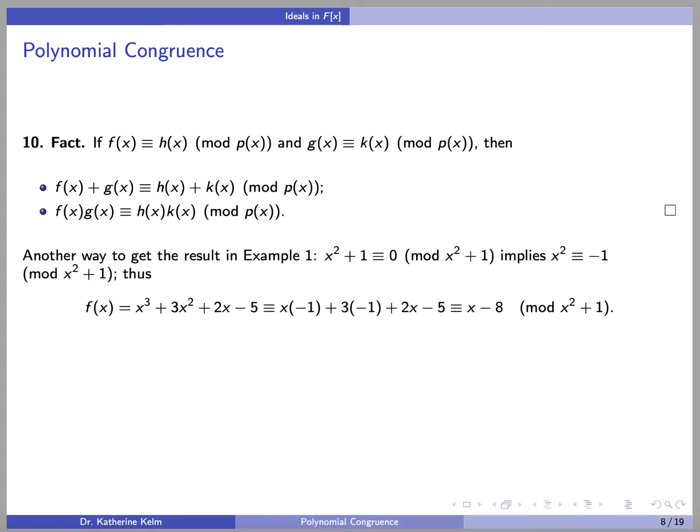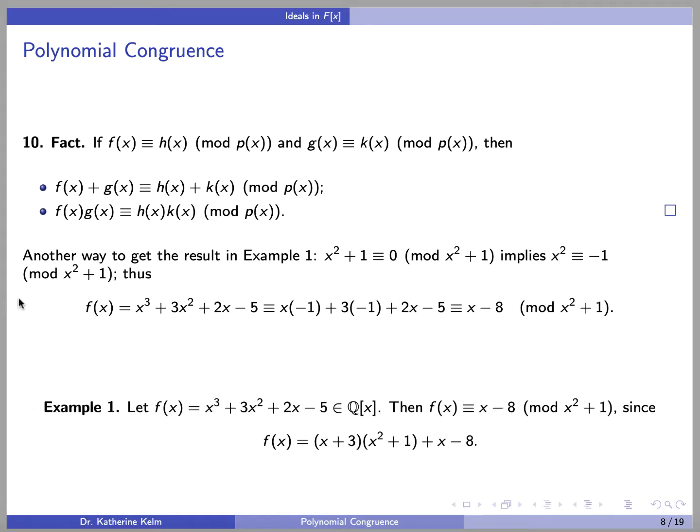Item 10 says that addition and multiplication of polynomials modulo p of x are independent of the choice of representatives. That is, if you add f of x plus g of x, or if you add h of x plus k of x, where h of x is congruent to f of x and k of x is congruent to g of x, you will get the same congruence class, mod p of x. And the same is true for multiplication. So this gives us another way to get the result in example 1.